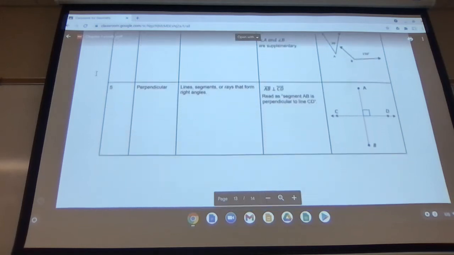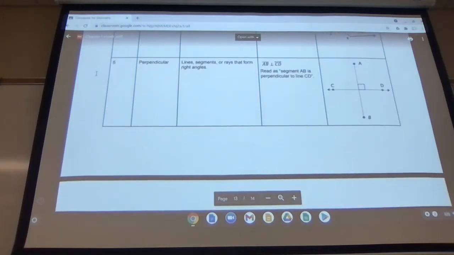All right. Those two. Perpendicular. I'm not sure if you've heard this one before or not. Perpendicular are lines, rays, segments. They're going to form right angles. So when you see the word perpendicular, they're going to form right angles. Here's a picture of perpendicular lines. These two lines intersect. They form this right angle here. That right angle makes them perpendicular. When they're perpendicular, they'll form a right angle.